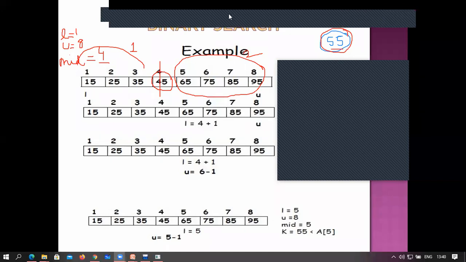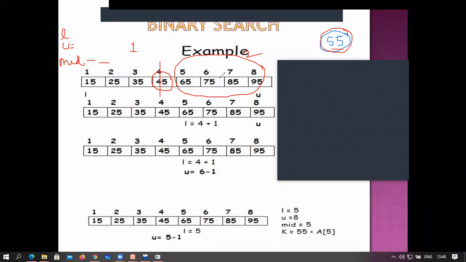Yes, ma'am. Now tell me what would be the lower bound and the upper bound? Ma'am, the lower bound will be 5. One minute, let me write down.